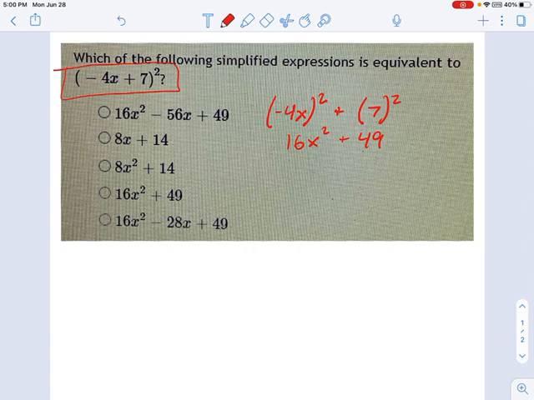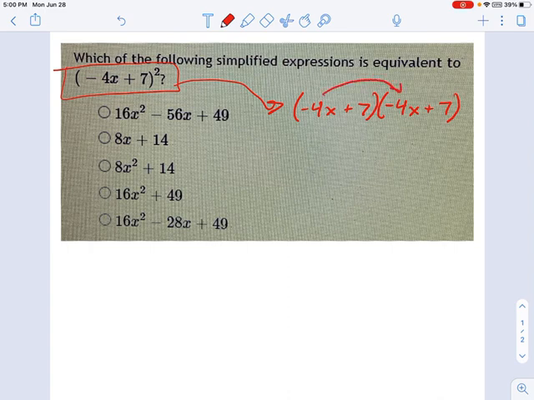What we're going to do instead is try to remember what actually happens when you square something that's a parentheses. Let's bring this over here. I'm going to rewrite it. When I square something, that means multiply it by itself. Negative 4x plus 7 times negative 4x plus 7. And now what you have to do is distribute everything that's in the left side against everything that's in the right side. So I'm going to have negative 4x times negative 4x.